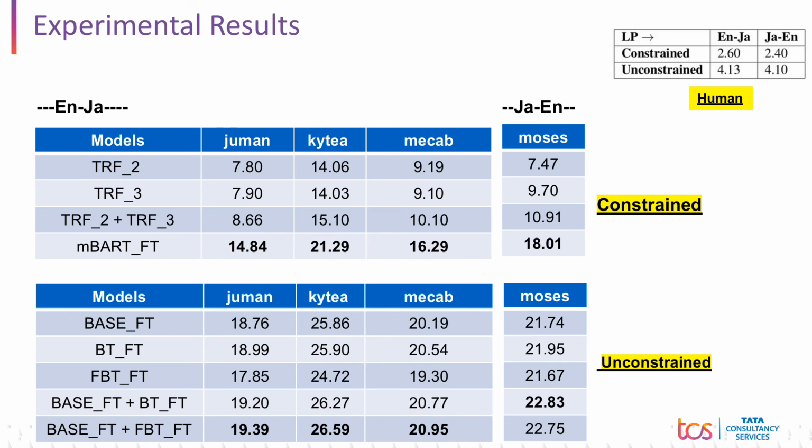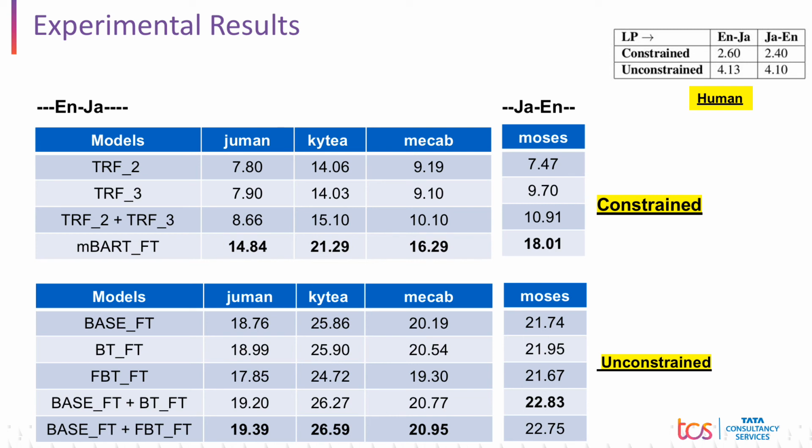Then we calculated our results on the BSD test data. There were two different settings. One was the constrained setting, in which we are not allowed to use any external data. For this setting, we trained two-layer transformer models as well as three-layer transformer models, and we also did an ensemble of these models using checkpoint ensembling. Also, we tried to fine-tune mBART on this, and as you can see from the results, fine-tuning mBART outperforms every other approach in this scenario.